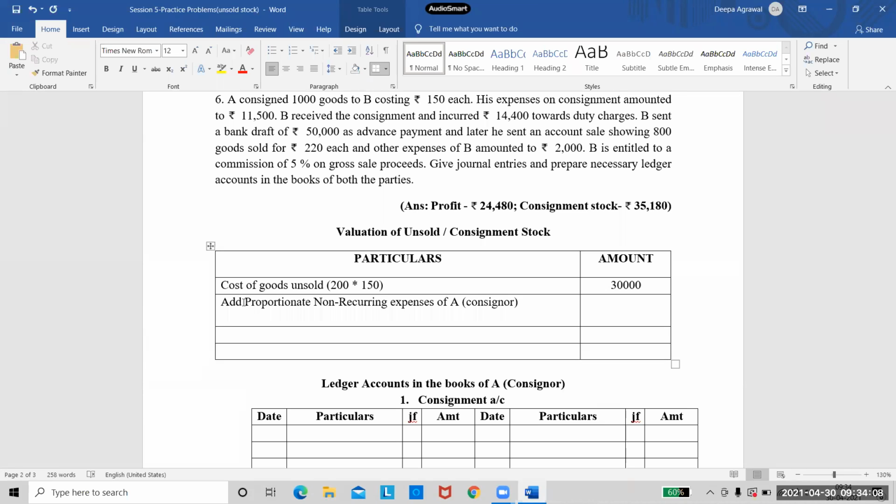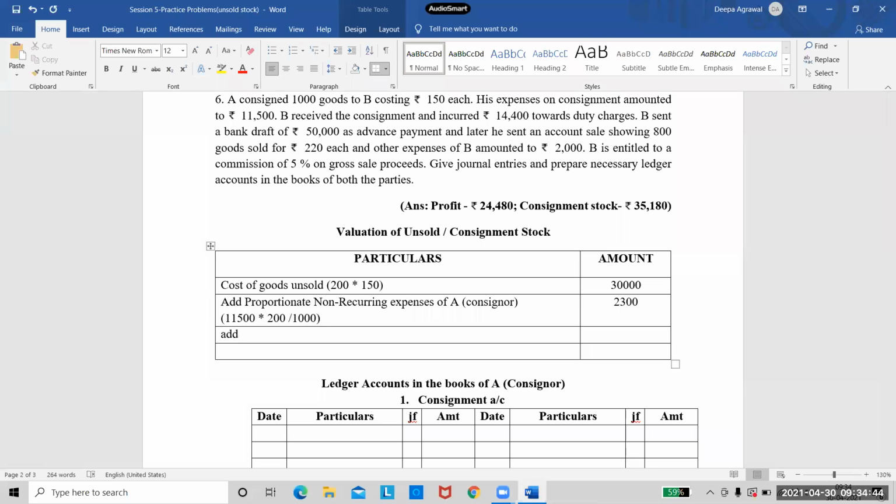And how will we calculate his proportionate expenses? See, take his total expenses 11,500 into the unsold quantity, that is 200, divided by the total quantity, which is 1,000. That's it. It's only simple cross multiplication. If you put it in that cross multiplication format, you'll understand. So total expenses are 11,500 into 200, which is the unsold stock, divided by 1,000, which is the total stock. So you are getting 2,300 as consignor's proportionate expenses.